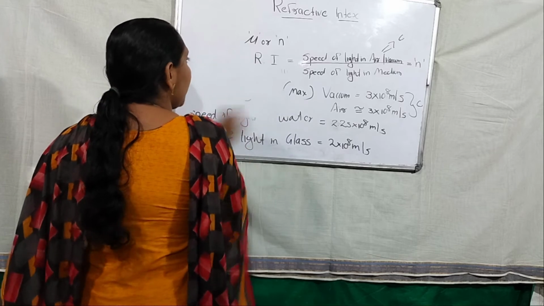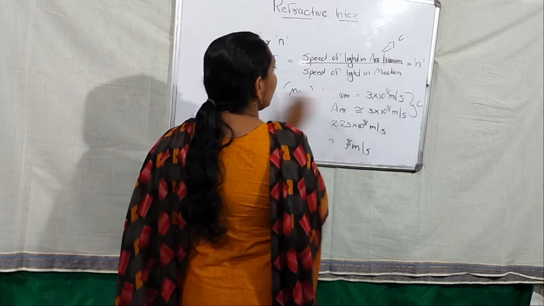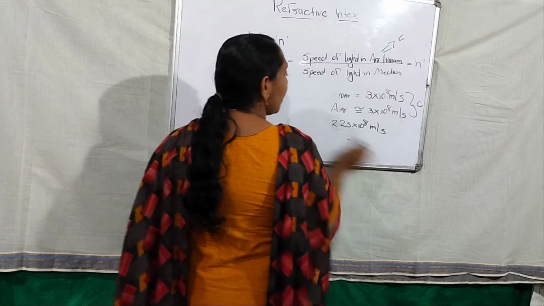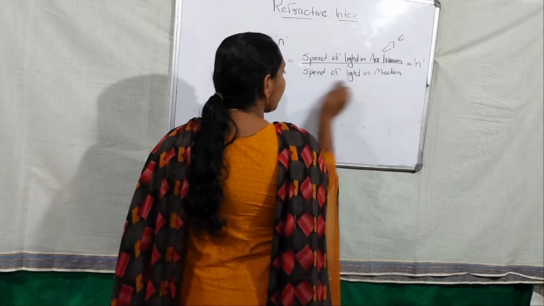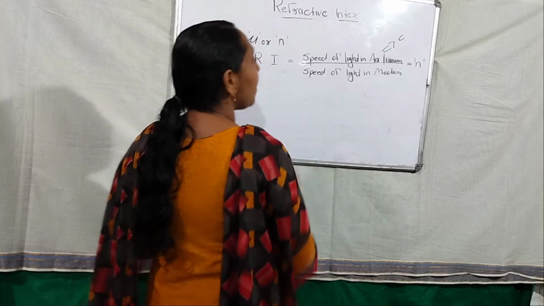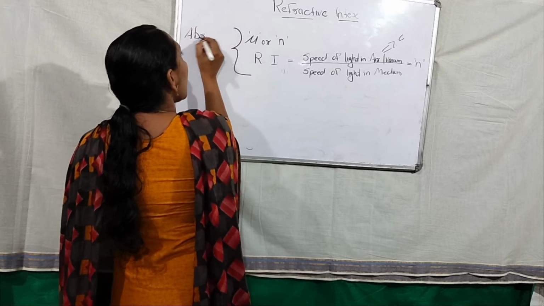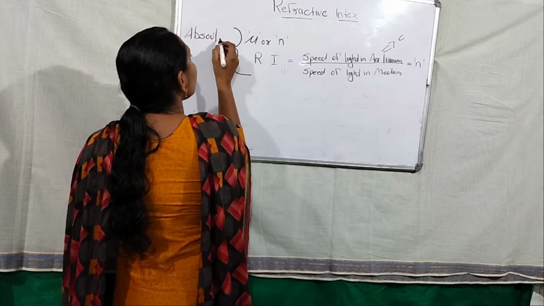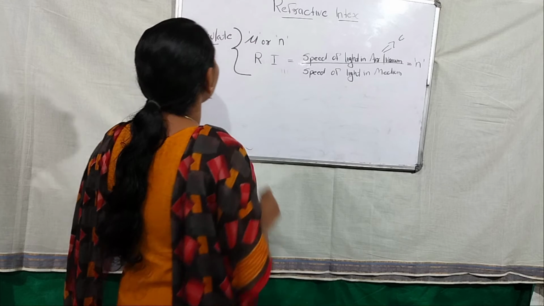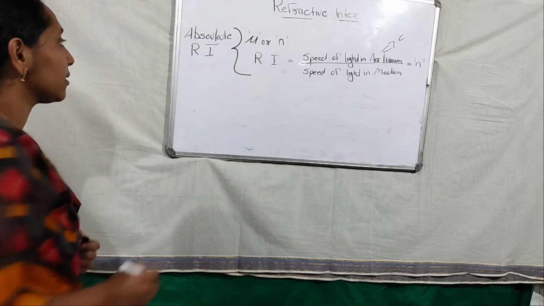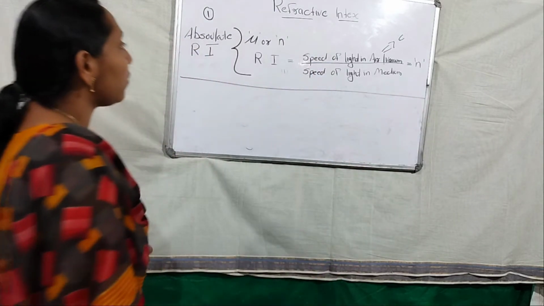This expression, speed of light in air divided by speed of light in medium, is called absolute refractive index. So what is the meaning of absolute refractive index? Speed of light in air divided by speed of light in medium. This is our first refractive index, called absolute refractive index. This is the first type of refractive index.